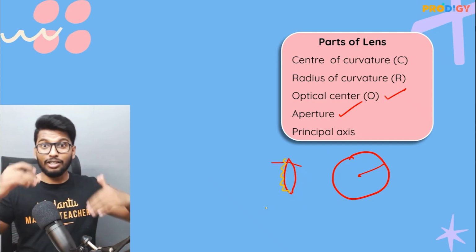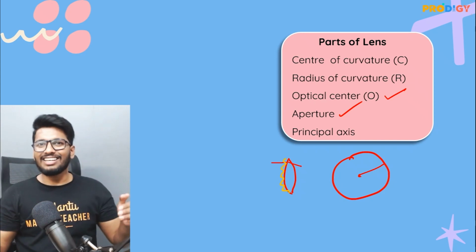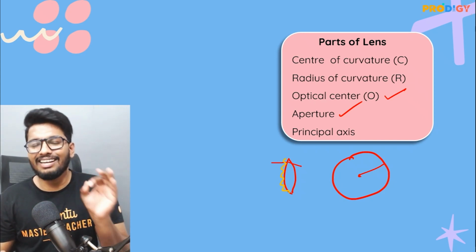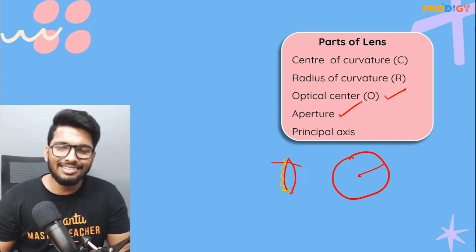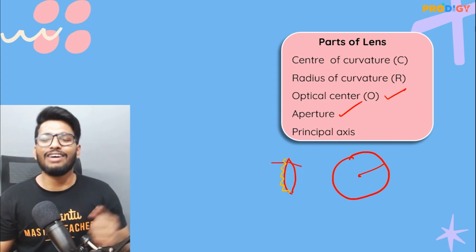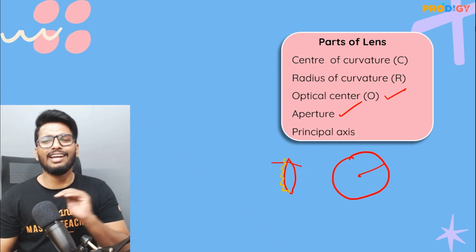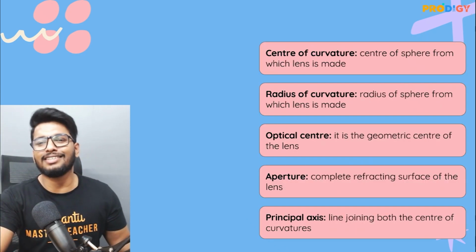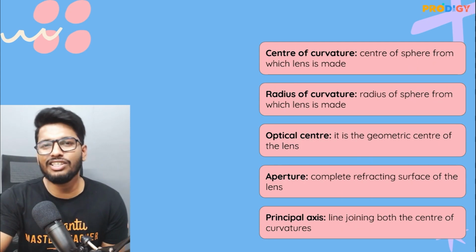Just like a mirror, in mirror also we told you that the entire refracting surface is called the aperture. In the exact same manner, the entire refracting surface of a lens is called the aperture. And finally, principal axis is nothing but a straight line passing through both the center of curvature and the optical center. That's it. So these are all the terminologies that you must be aware of.